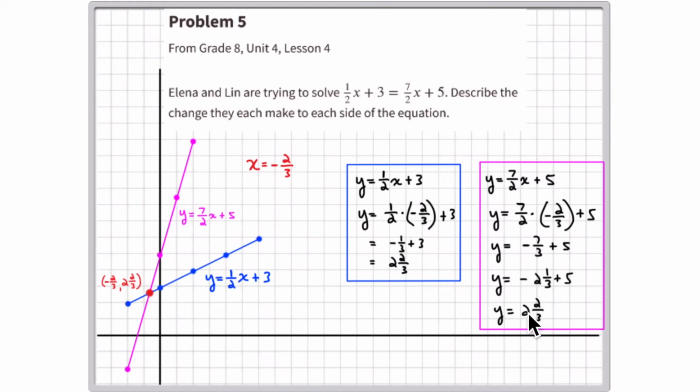If you check this, 2 plus 2 is 4. 2/3 plus 1/3 is 1 more. So that equals this 5 right here. So y equals 2 2/3 with either expression or either equation. And so this point right here is a negative 2/3, a positive 2 2/3. That is the solution for this equation. That's the one value of x that's shared at the same time. So the same y value, so the same coordinate between these two lines. It is where they cross, where they intersect.